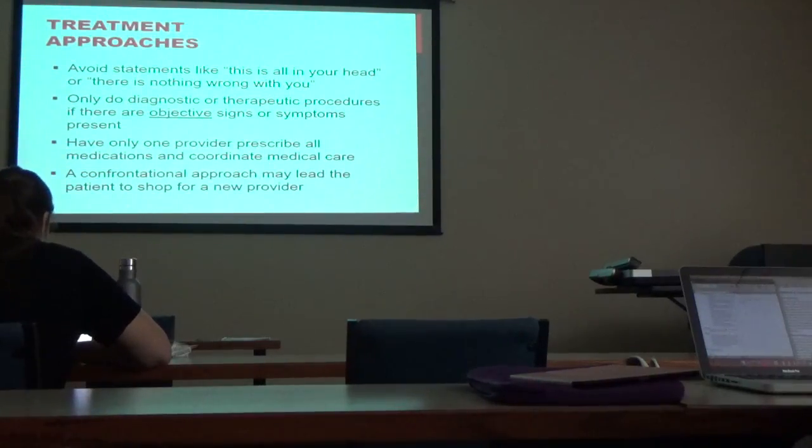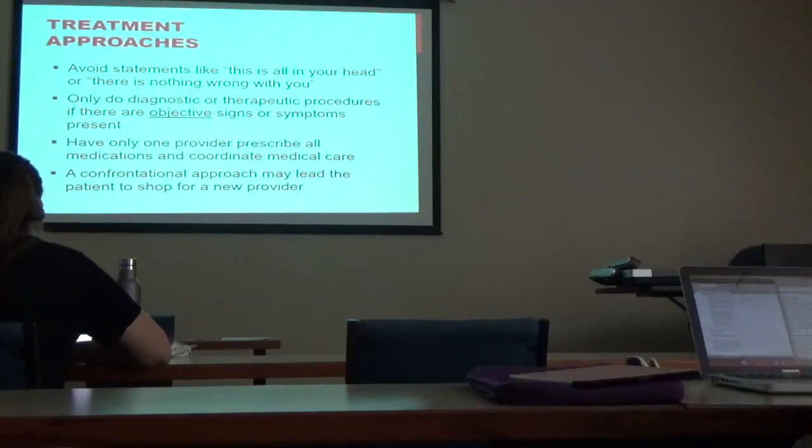Treatment approaches: you want to avoid statements like this is all in your head or there's nothing wrong with you, okay, because now you're confronting what they really hold as true and they're suffering. Only do diagnostic and therapeutic procedures if there is an objective sign or symptom present. You'll get this hammered on top of you by insurance companies because if you don't really have anything that you can prove while you're doing stuff, they will eventually call you out. Because these folks always move beyond x-rays. They want CT scans, they want MRIs, they want these big expensive things.